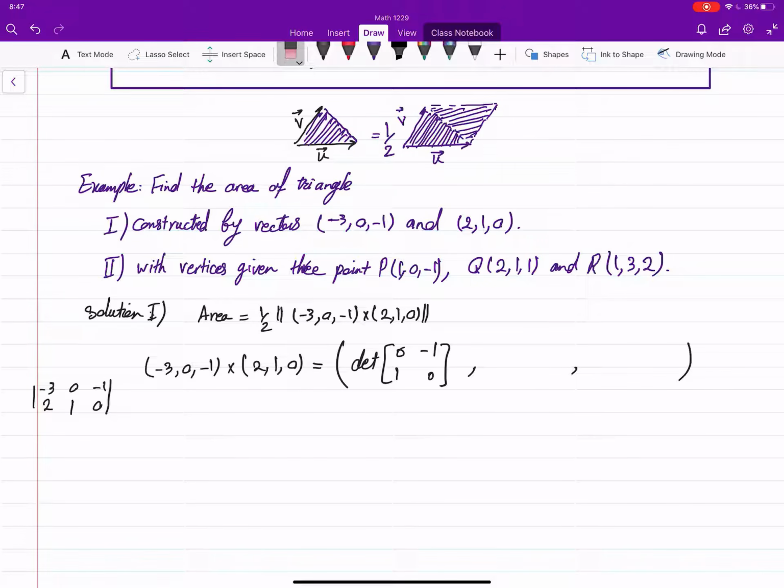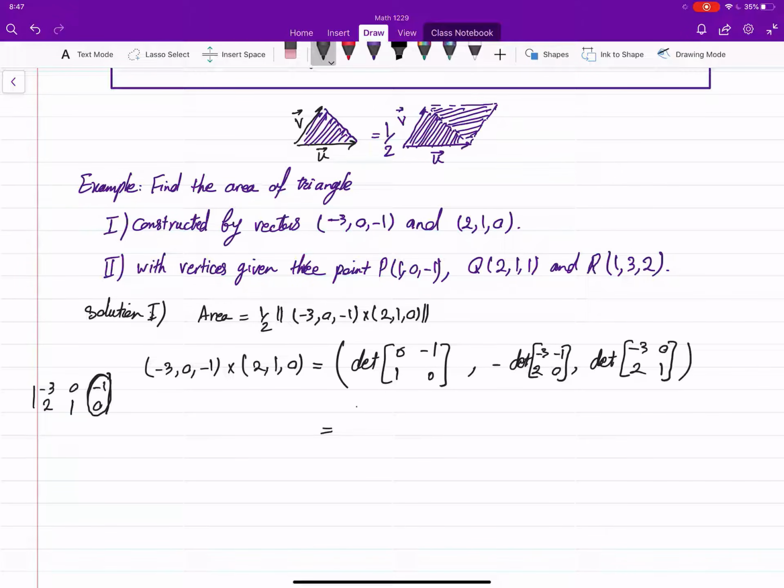Then ignore the second column. The remaining is again a 2 by 2 matrix. It is -3, -1, 2, and 0. Multiply that by a negative sign. And the third one, ignore column 3 and find the determinant of the remaining matrix. So -3, 0, 2, 1.